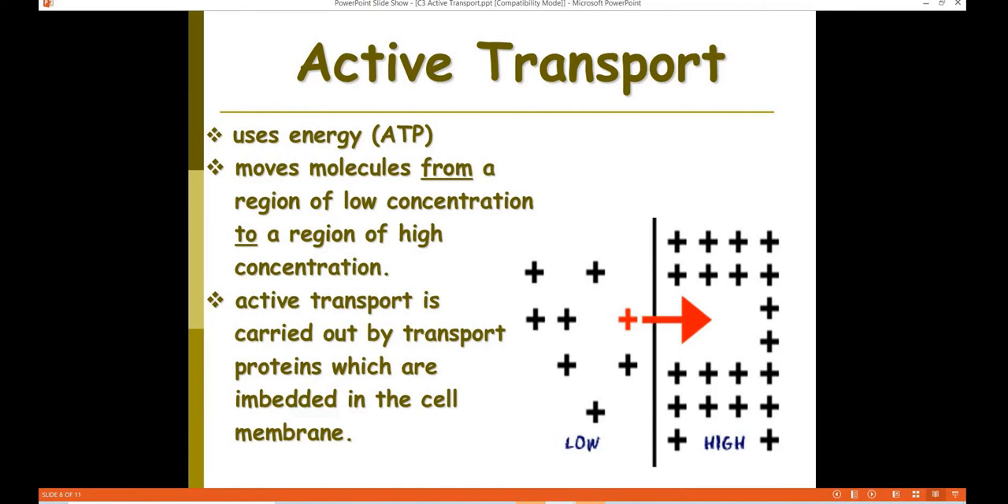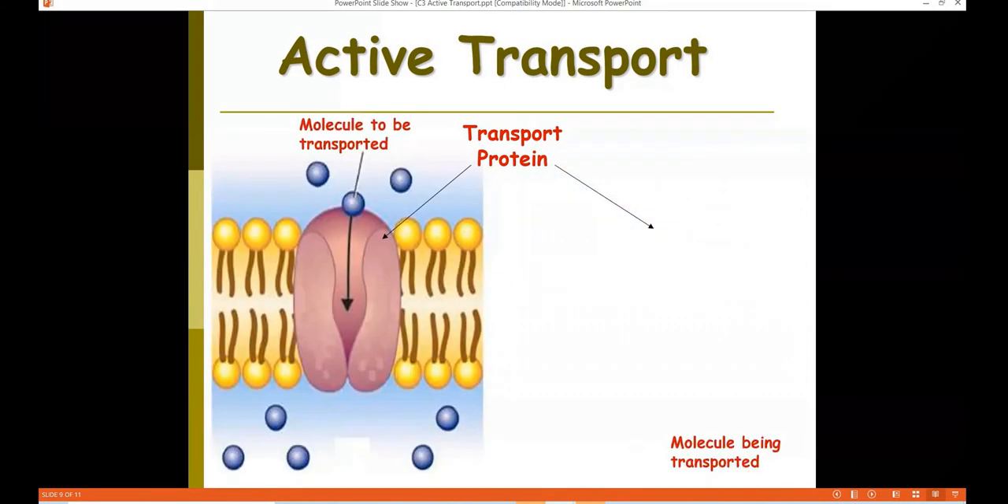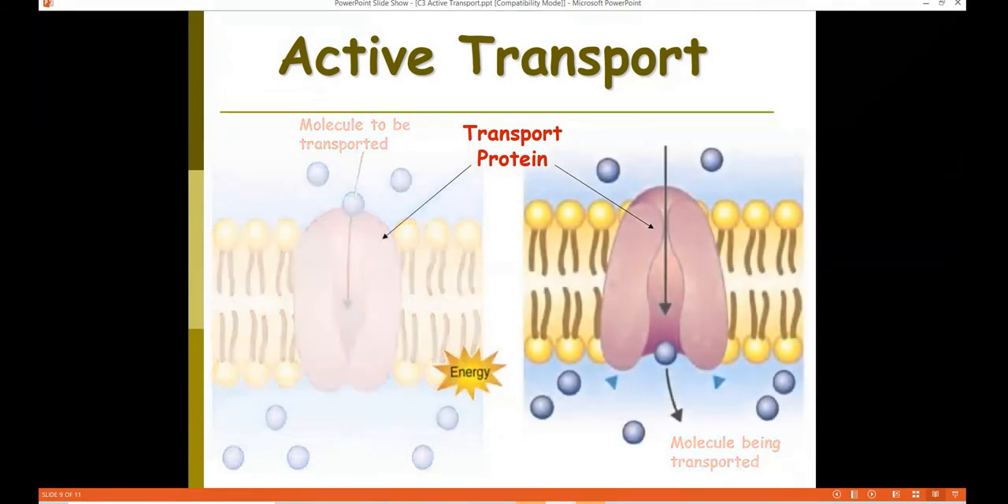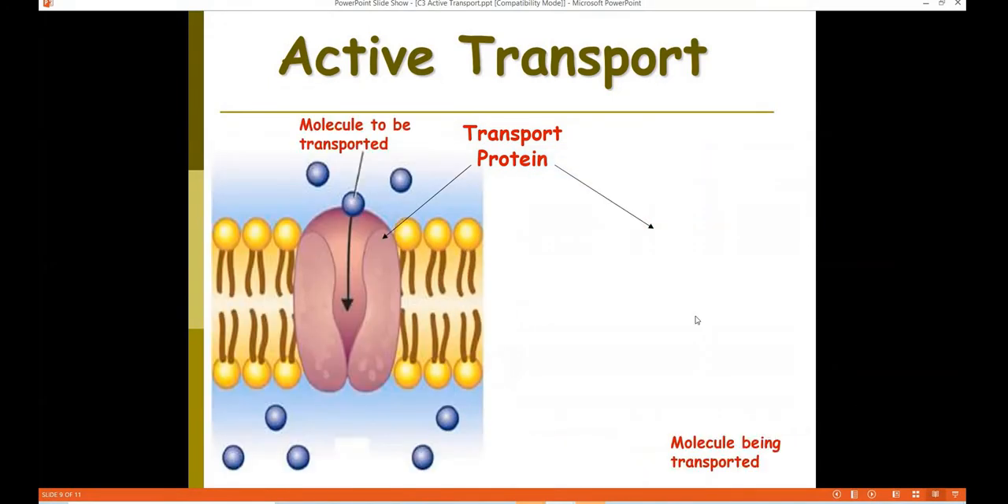So as it happens across the cell membrane, certain proteins present on the surface of the cell membrane, known as transport proteins, play a vital role in this active transport. They help in pushing these molecules inside the cell against the concentration gradient, like the example we just discussed from the textbook. So you can see this is how active transport takes place. Energy is involved, and these are the transport proteins which are helping this process take place.